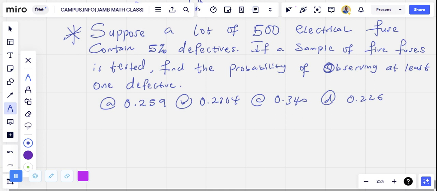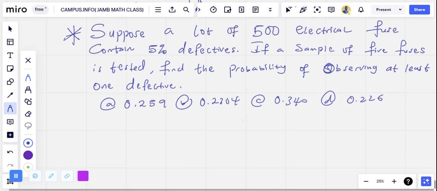Okay, no problem. So, let's continue from where we are. This is question number two, right? In fact, I saw one question just now based on binomial, but I skipped it because we are already explaining Poisson as well. Okay, so this is the question. Suppose a lot of 500 electrical fuses. You can mute.